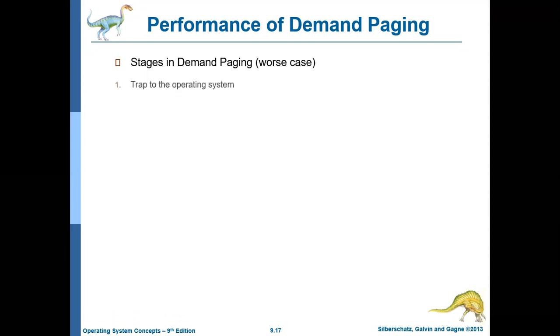But this entire process involves many steps, which we'll be discussing in detail now. And we'll try to mathematically evaluate the performance of demand paging. So this is the objective of this lecture. These are the various stages in demand paging under the worst case scenario. Worst case scenario means when there is a page fault.